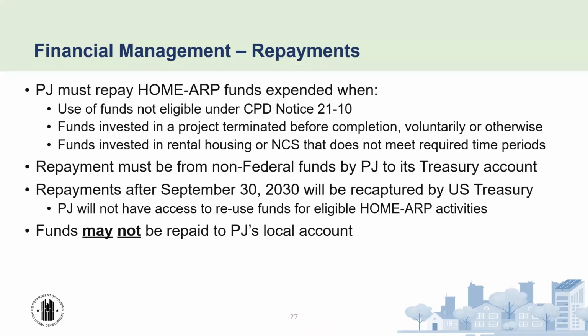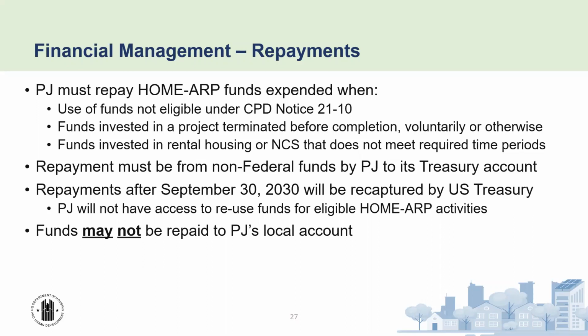The PJ must repay HOME-ARP funds when the funds were invested in a project that's terminated before completion, whether that termination was voluntary or involuntary. The PJ must repay HOME-ARP funds when the funds were invested in HOME-ARP rental housing or non-congregate shelter activities that did not meet HOME-ARP requirements for the applicable time period specified in CPD Notice 21-10. So for HOME-ARP rental housing, that's the 15-year minimum compliance period. For HOME-ARP non-congregate shelter activities, that's the 10 or 15-year restricted use period that was described during Monday's webinar.